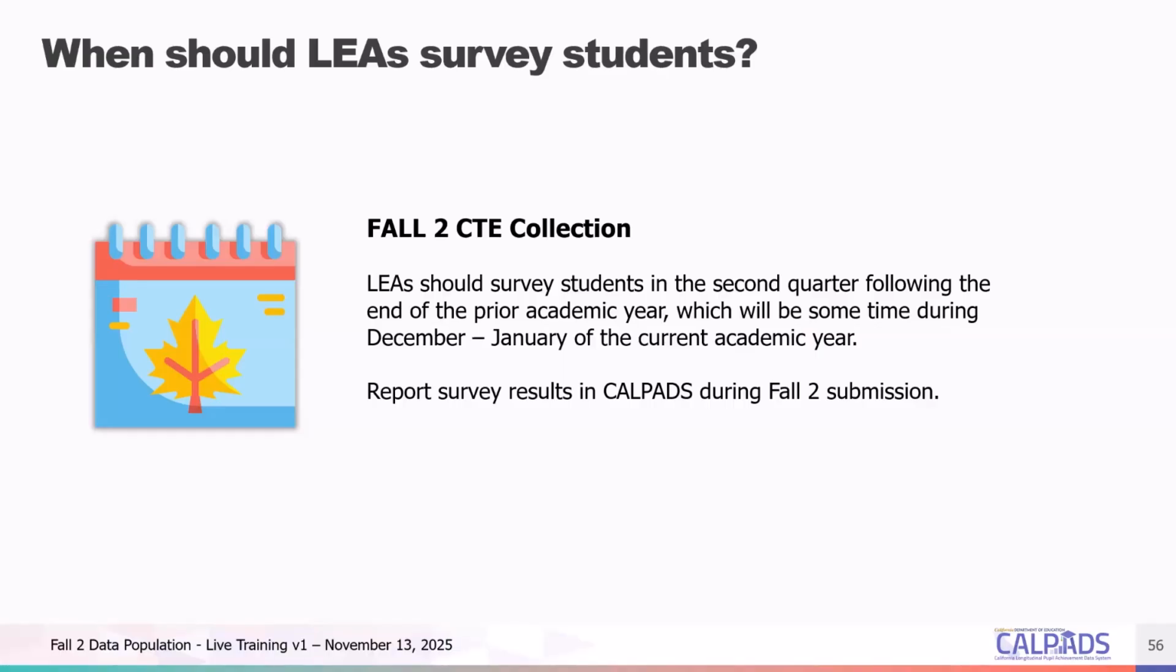It's a little bit longer if your students have graduated in May or exited in May, but that 6-month period of survey has passed and now they're ready to be submitted. So that's generally the reason why we survey our CTE completers in Fall 2, because there's a requirement to survey the students 6 months after they exit secondary education.